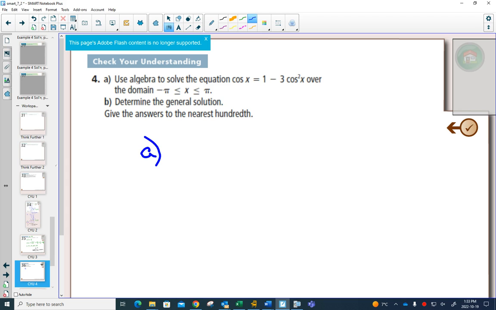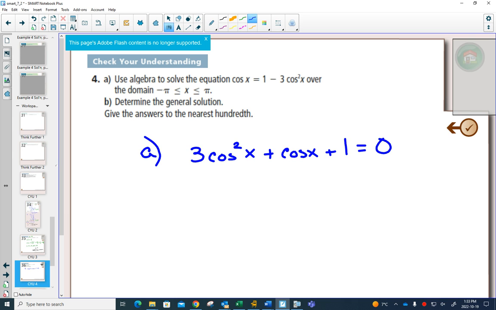So the first thing I'm going to do is move everything over to the left side. 3 cos squared x plus cos x plus 1 equals 0. And now you have two options. Either you have to be able to factor that, or you have to use the quadratic formula. If factoring is not working for you, and sometimes they give you ones that cannot be factored, then you can always use the quadratic formula.